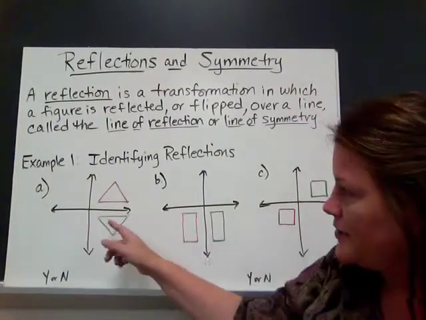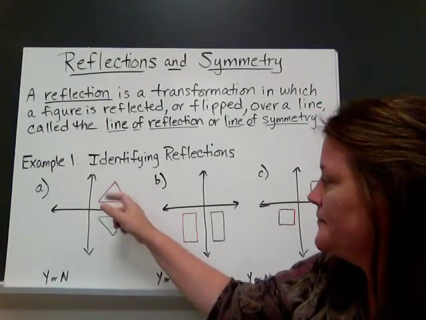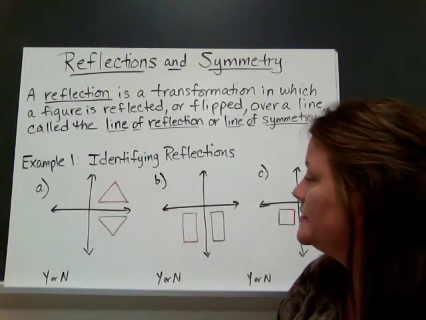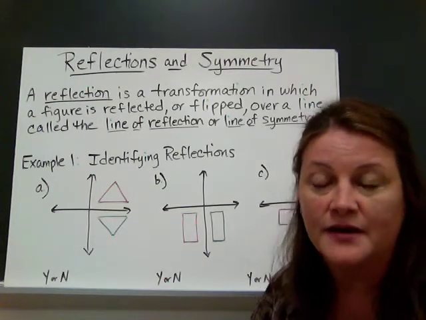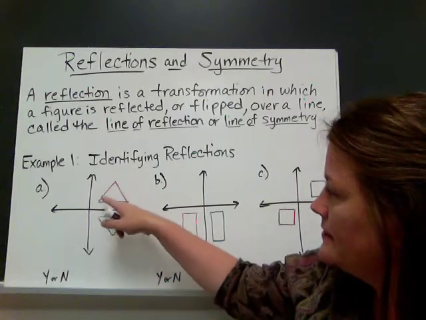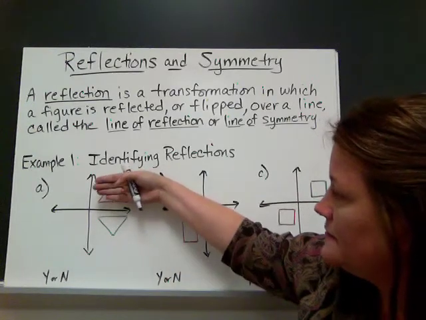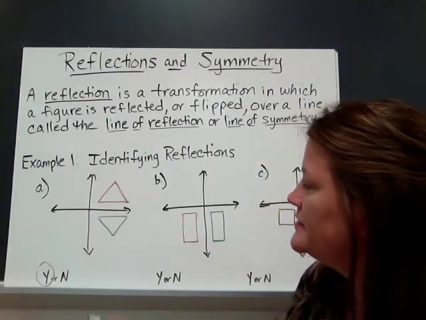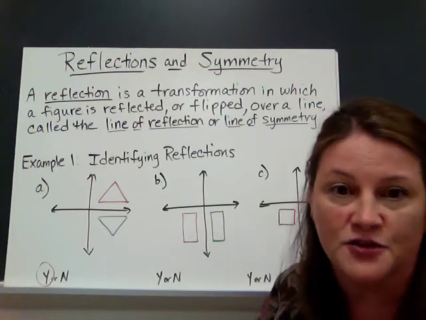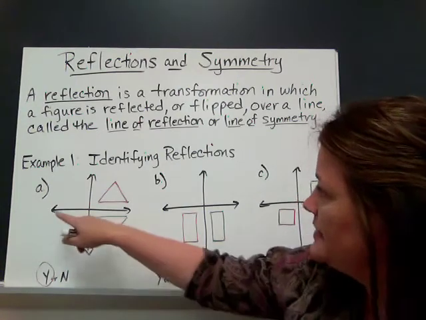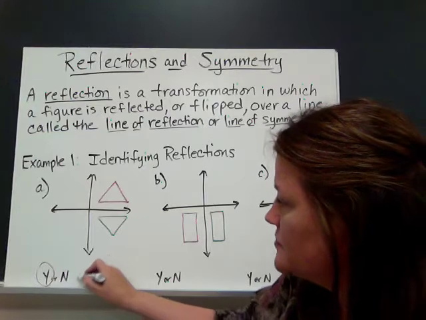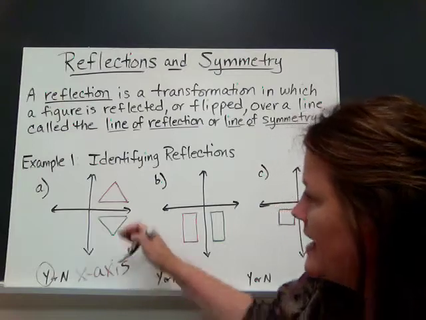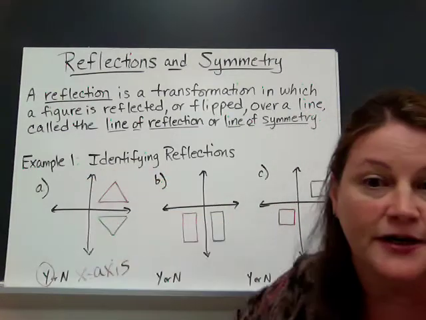So if we look at A, we have a red triangle here and then a green triangle. So we want to know, is this a reflection? Has that figure been reflected? Well, if you look at the red triangle, it looks like it is in fact reflected or flipped. So I'd say yes. And it's flipped over, what would the line of reflection be, or line of symmetry? Well, it appears that it's the x-axis right here. It looks like it's a mirror image from here to here.